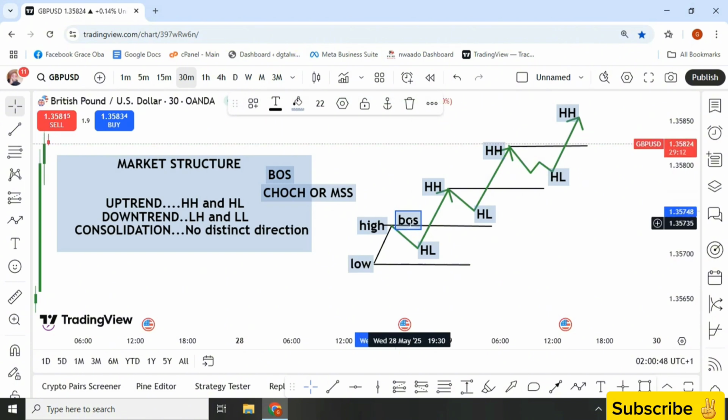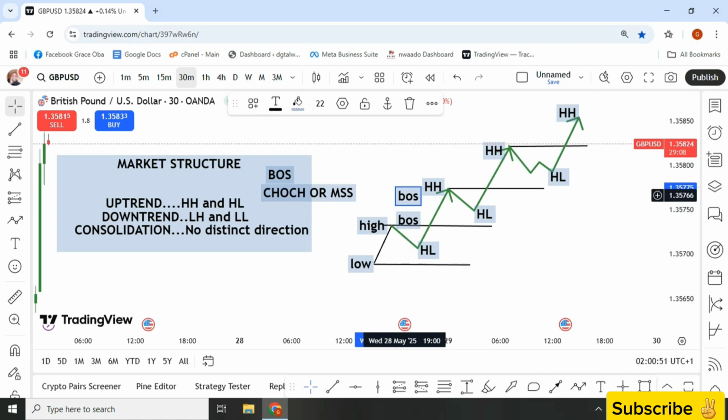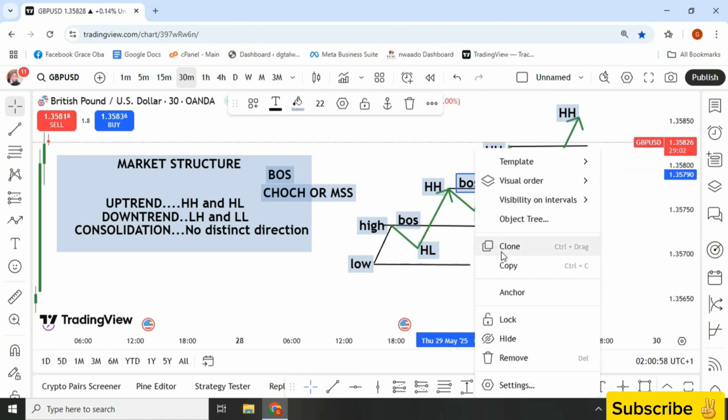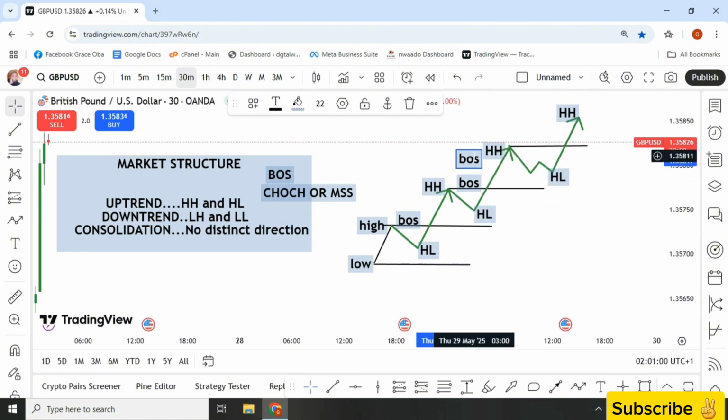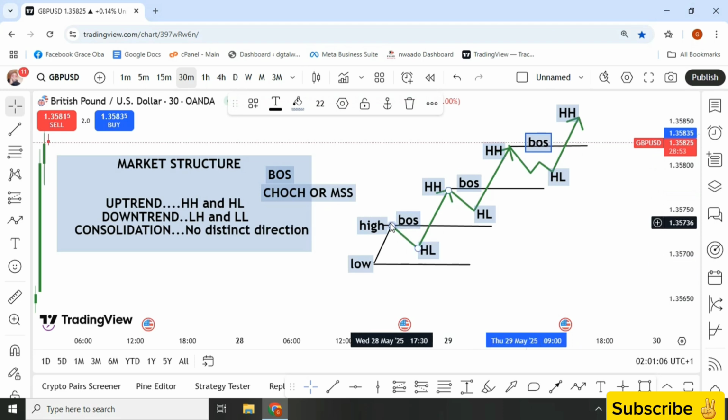So where else can you locate a break of structure? There's another break of structure here, right? And there's still another break of structure here, right? So in the current trend, whenever price breaks above a new high, there's a break of structure.